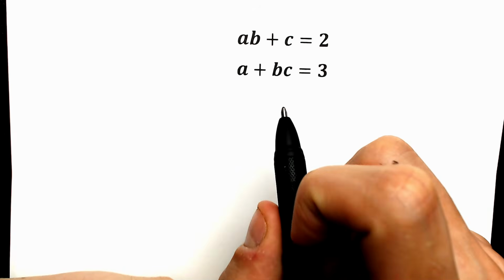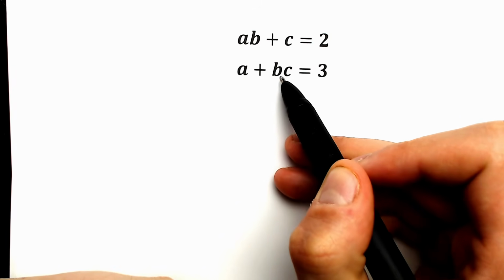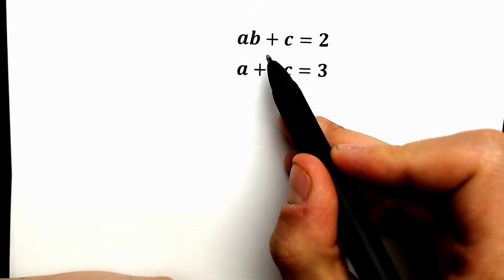Today we have a great algebra question. AB plus C equal to 2 and A plus BC equal to 3. We need to solve this question for A, B and C.